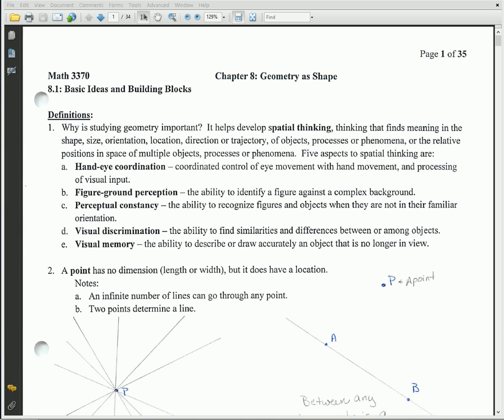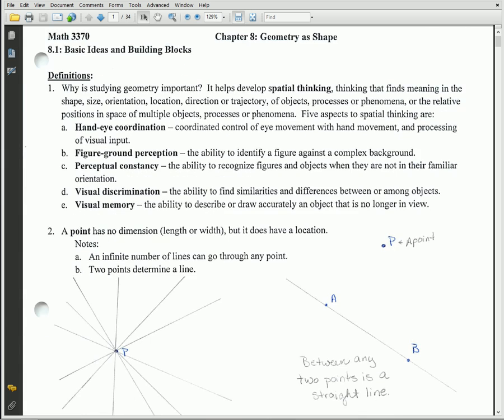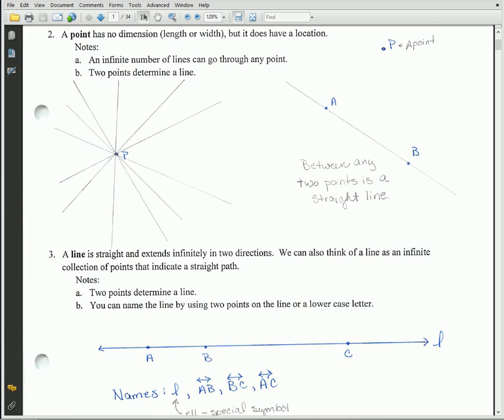The first thing we're going to talk about that's really big in this section is point. A point has no dimension, it has no length or width, it's just a dot. But it does have a location, so it matters where the point is. As you can see, we have point P on the page, and then we have point P with a bunch of lines going through it.